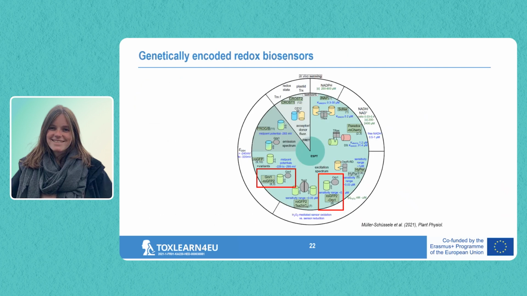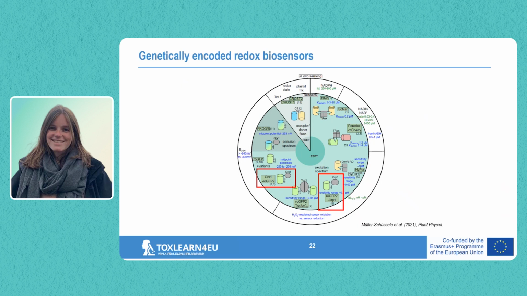Then two other sensors that are interesting. They are both based on RoGFP2. So the fluorescent protein here is called RoGFP2. It stands for reduction oxidation, and then GFP is green fluorescent protein. This one here is coupled to ORP1. And this sensor is also specific to hydrogen peroxide. So it's another one that you can use instead of HyPer.